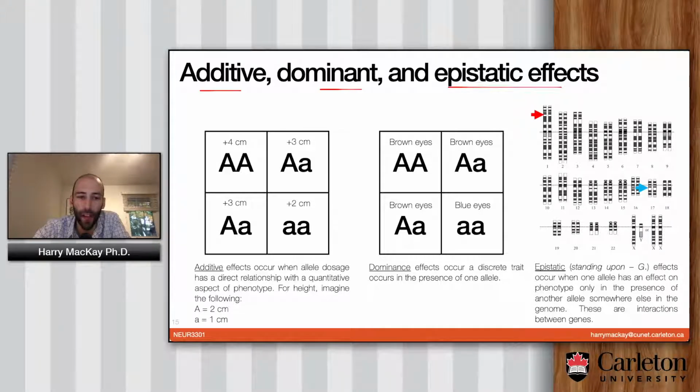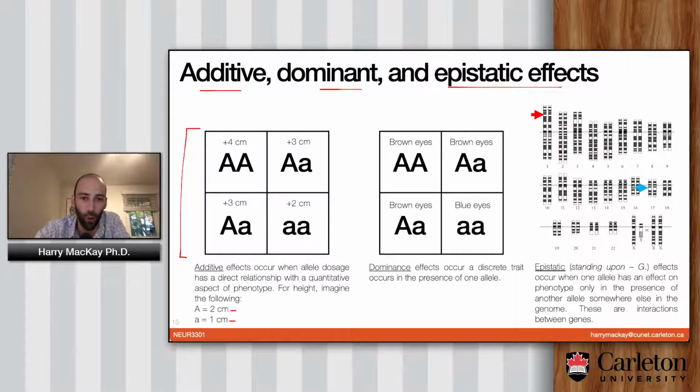Additive effects are the kinds that I was getting at when I was telling you about how odds ratios and allele counting work in GWAS studies. This is a simple thing where the number of copies of an allele you have has a fairly direct relationship with the phenotype. So imagine you're looking at a variant where if you have the capital A allele, you're 2 centimeters taller on average. And if you have the lowercase a allele, it adds 1 centimeter to your height.